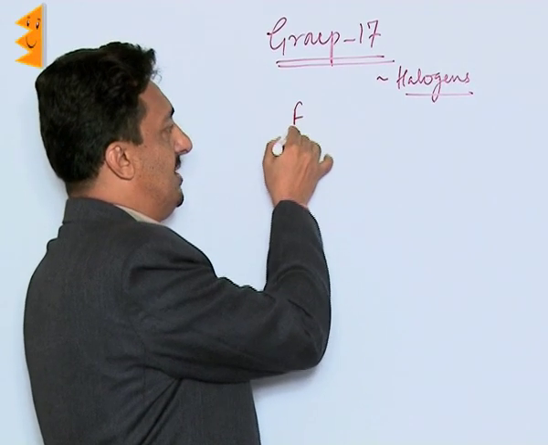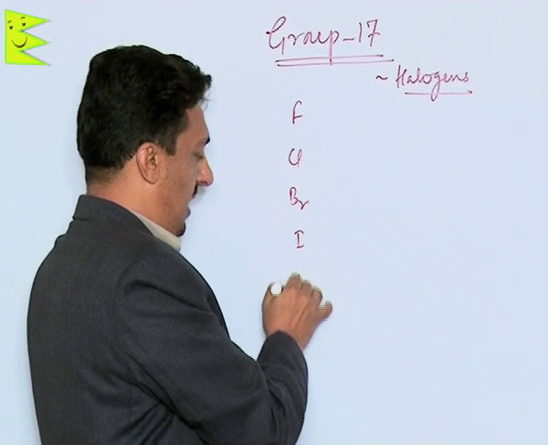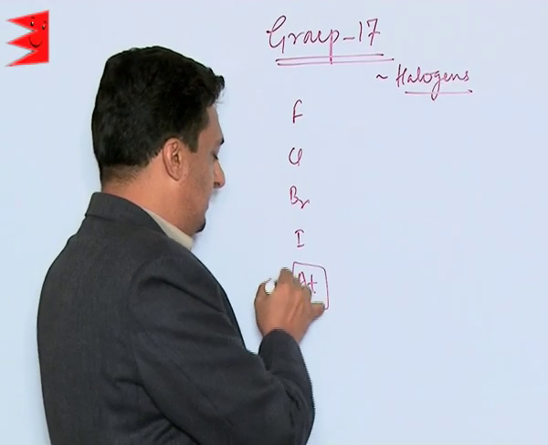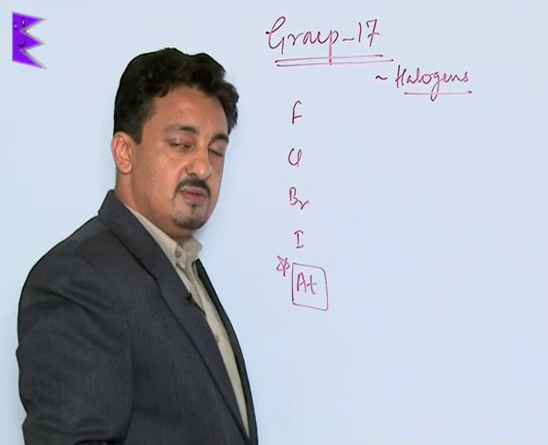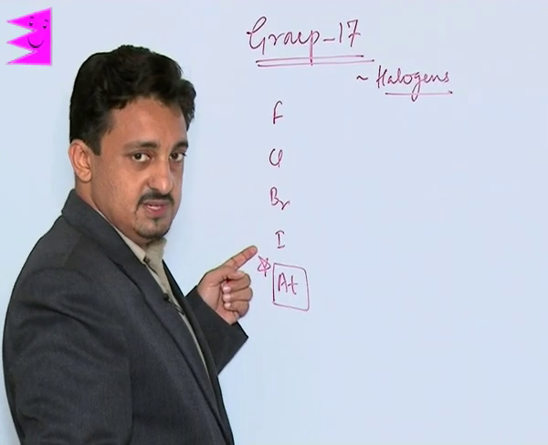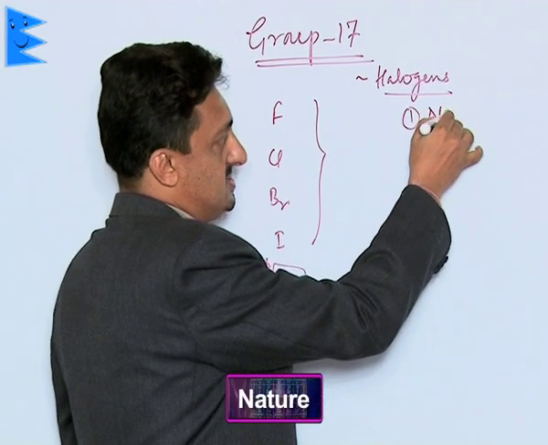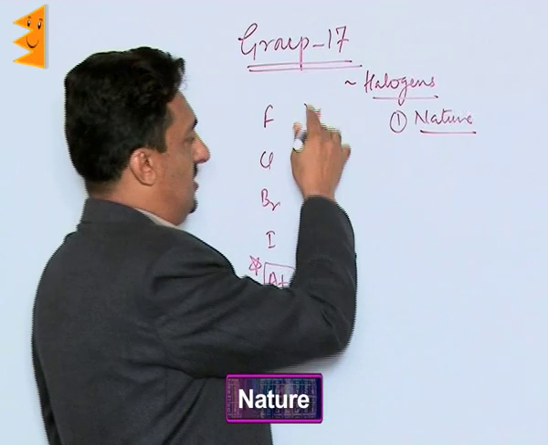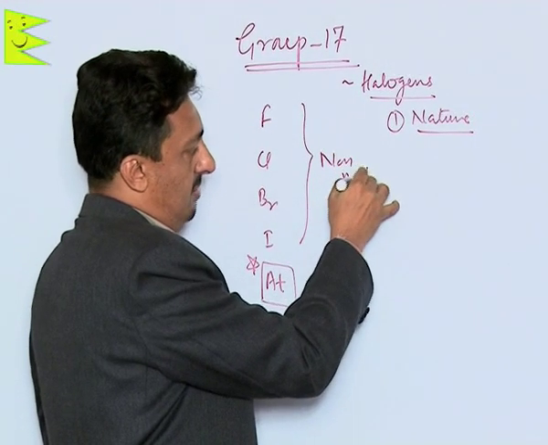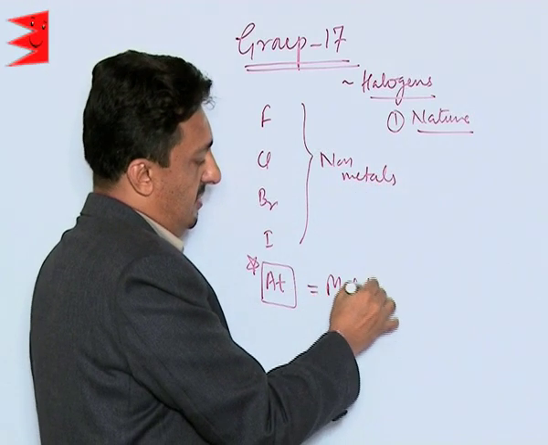The group 17 includes fluorine, chlorine, bromine, iodine and astatine. This astatine is radioactive, so it's not studied in detail. So basically we concentrate our studies on these four elements. What you need to know about their first nature is that all these four from fluorine to iodine are regarded as non-metals, whereas astatine is the only one in the group which is called a metalloid.